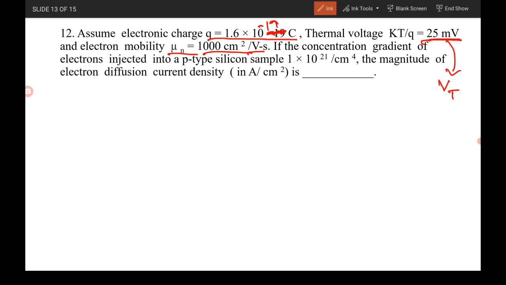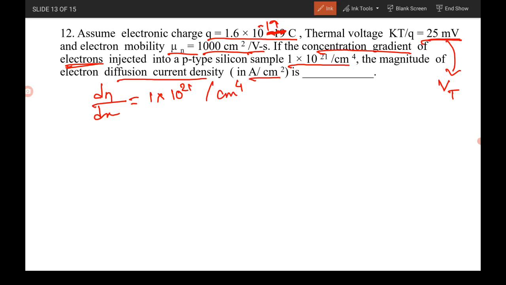If the concentration gradient of the electrons injected into the silicon sample is 1 into 10 to the power 21 per centimeter to the power 4. So here the electron concentration gradient, that is dn by dx, is given, which is equal to 10 to the power 21 per centimeter to the power 4. What is the magnitude of diffusion current density in amperes per centimeter square? So here we have to find out what is Jn diffusion.